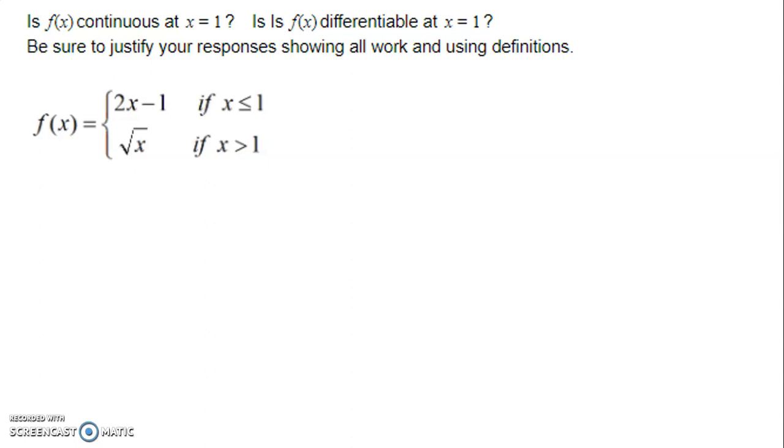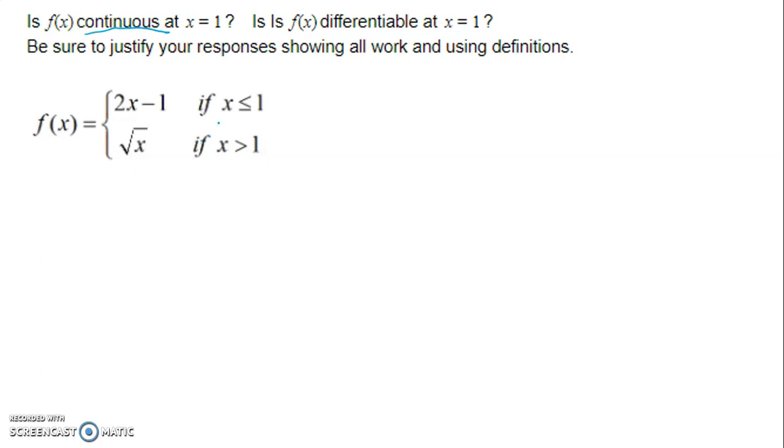Alright, so on this first problem, it asks us two questions. Is it continuous and is it differentiable? So let's start with continuous first. There's three things that have to be true in order for it to be continuous. The limit has to exist, the function has to exist, and those two things have to be finite and equal to each other. So let's go through those three pieces.